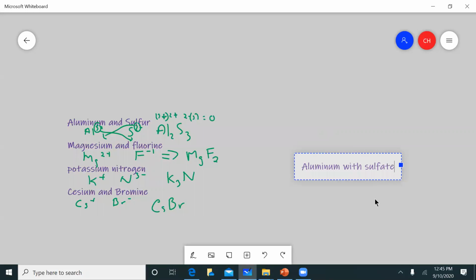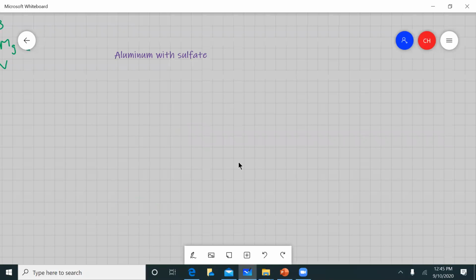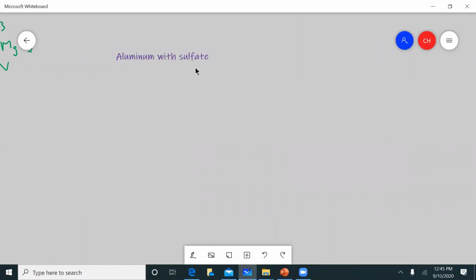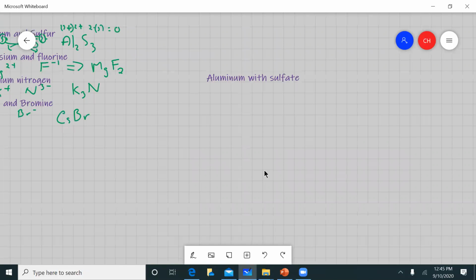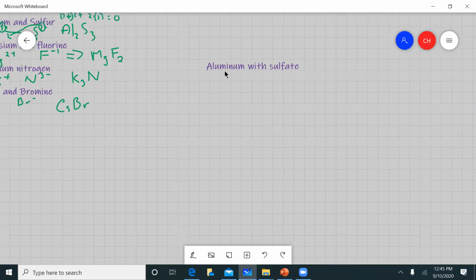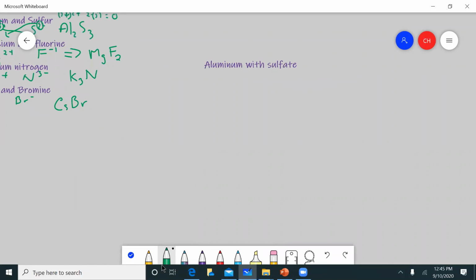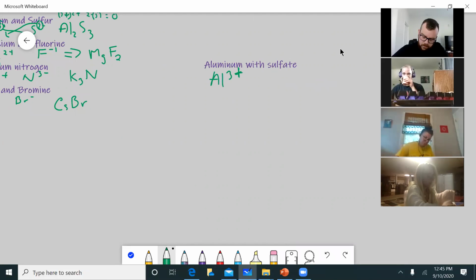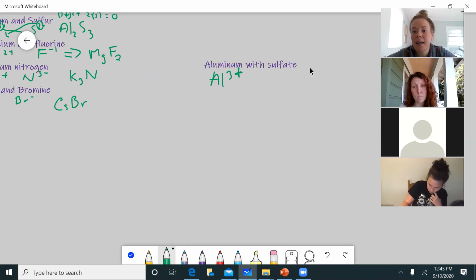Okay. So when I have aluminum with sulfate, in this case, I have a metal and I'm combining it with a polyatomic ion. The system is going to be very similar to this. So what I need to do is write my symbol for aluminum, Al, with a 3+, and then I need to write my sulfate ion. Now, so you all know, when you're dealing with a polyatomic ion, anytime you see an ATE at the end or an ITE, that's indicating the polyatomic ion. Reference a polyatomic ion sheet.